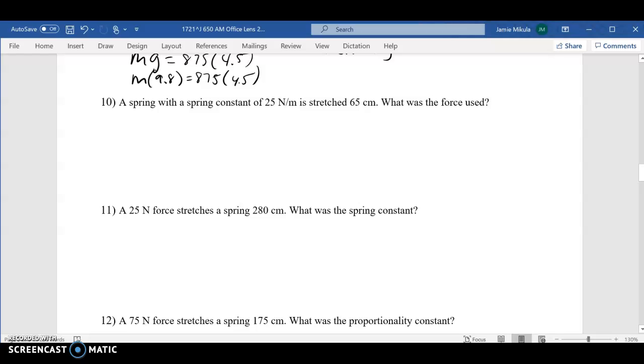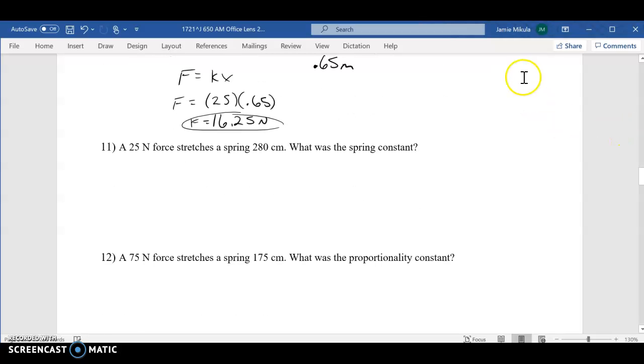A spring with a spring constant of 25 is stretched 65 centimeters. What is the force? Be careful with centimeters. You need to change that to meters because you're using meters here. So you just move it over 2, so that's 0.65 meters. So F equals kx. Spring constant's 25, x is 0.65. 16.25 newtons.